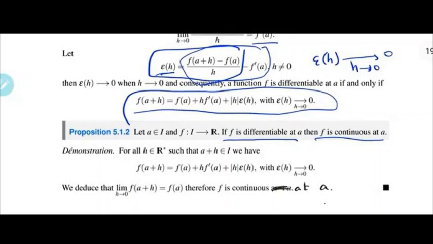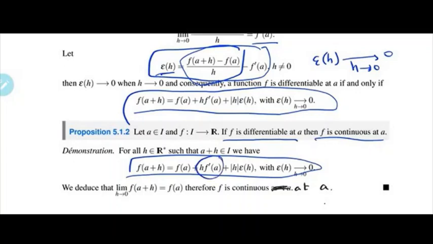Why? Because if it's differentiable, then we have this, and having this, if we take h to 0, then this term will go to 0. This one as well will go to 0. So f of a plus h will tend to f of a. And if f of a plus h tends to f of a when h tends to 0 from the right and from the left, and the value of the limit is equal to f of a, then this is the definition of the continuity at a point a. Then f is continuous at the point a.